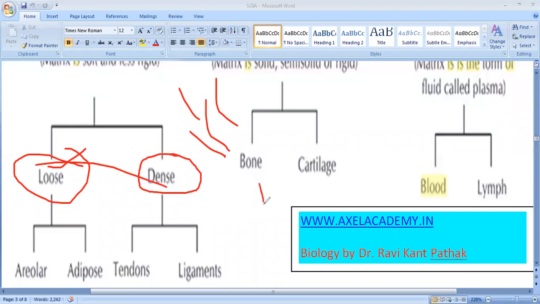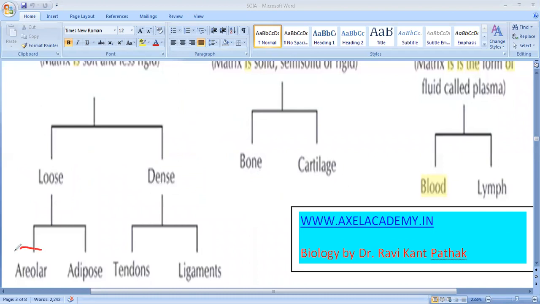And dense connective tissue, they are properly aligned and they form a compact structure, which is known as the dense connective tissue. Okay. Loose connective tissue has two different types: one is the areolar, another is the adipose tissue.